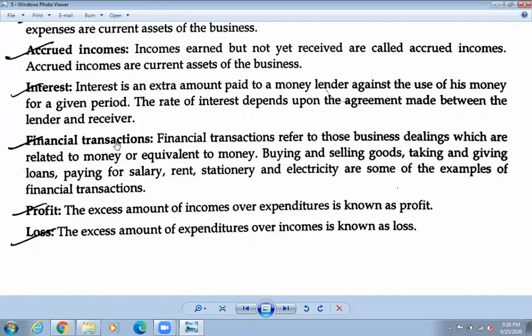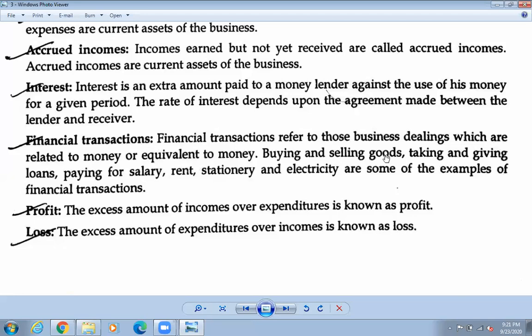So financial transaction. What you have bought, what you have sold, if you record everything, that is called the financial transaction. तिमीहरुले पैसाको कारोबार गर्दैछौ अनि त्यो चाहिँ रेकर्ड गर्दैछौ भने that is called the financial transaction. The financial transaction refers to those business dealings which are related to money or equivalent to money. पैसा जस्तै होस् कि त पैसा नै होस्, पैसाको कारोबार गर्दैछौ भने that is called the financial transaction.